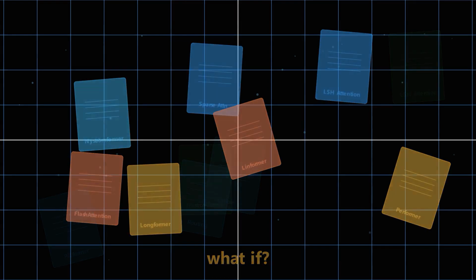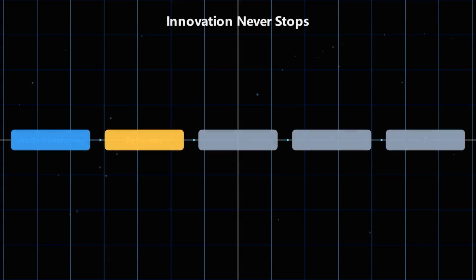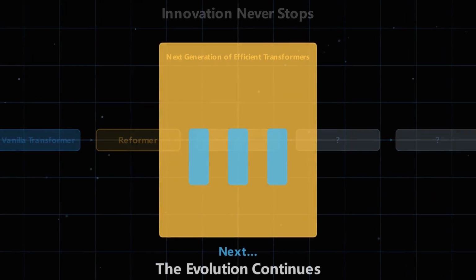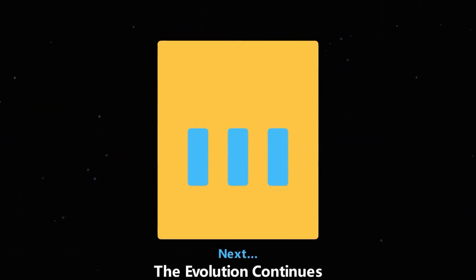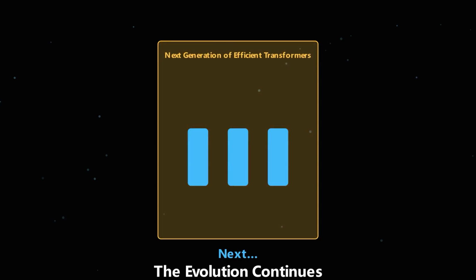The Reformer paper is not the end of the story. It's one milestone in a much larger journey toward making transformers faster, smarter, and more efficient. And this raises an even bigger question. If Reformer is only one solution, what other brilliant ideas have researchers invented to make transformers dramatically faster? That's exactly where we're going next.